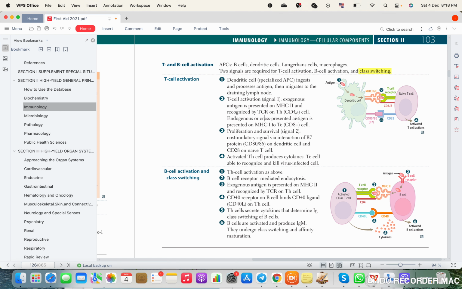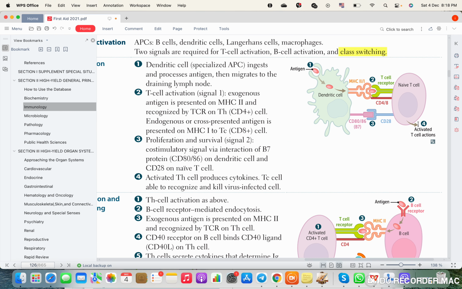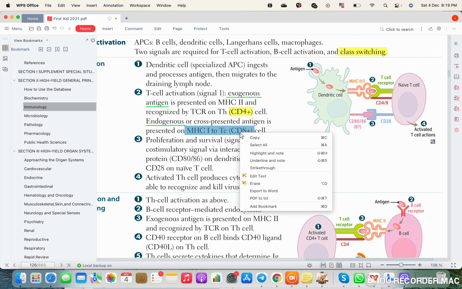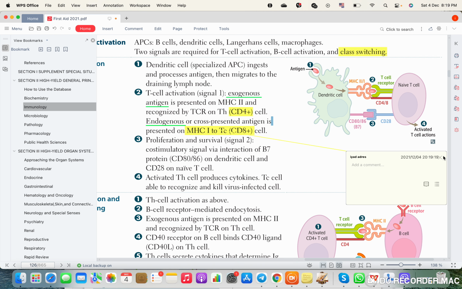Endogenous or cross-presented antigen is presented on the MHC class 1 to the CD8 T cells. Why is this important? Because if you present it to the CD8 cells, it will be killed. But notice here the difference between these two. The first one is CD4, and the CD4 was for exogenous antigen. Yes, it is exogenous antigen. While when we spoke about endogenous antigen, it was the CD8. Yes?